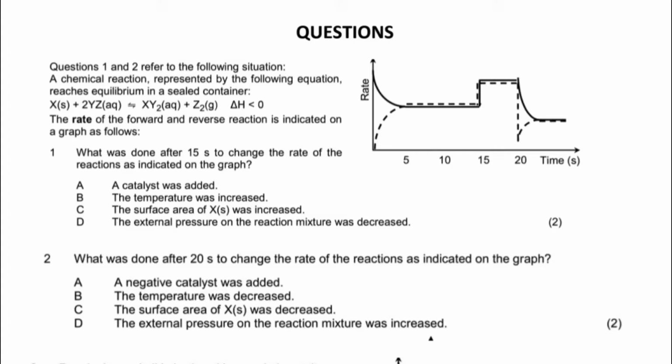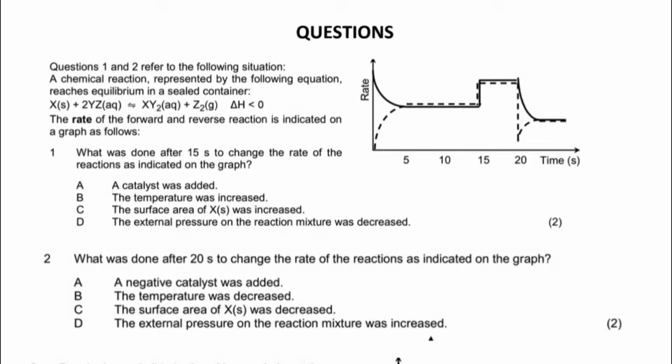Let's look at the exercise questions, which is the practice questions on the graphs of chemical equilibrium. Now it says question 1 and question 2 refer to the following equation, which is this question and this question. A chemical reaction represented by the following equation reaches equilibrium in a sealed container. We have this hypothetical reaction, which is X in solid state and YZ in aqueous, and then that product and that product. We know this one, the solid, doesn't affect equilibrium, right?